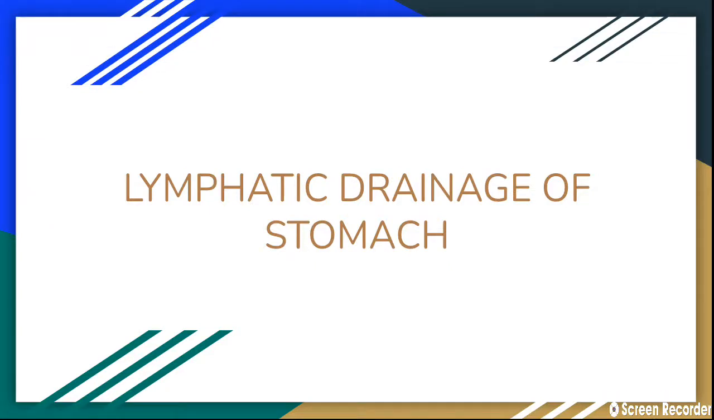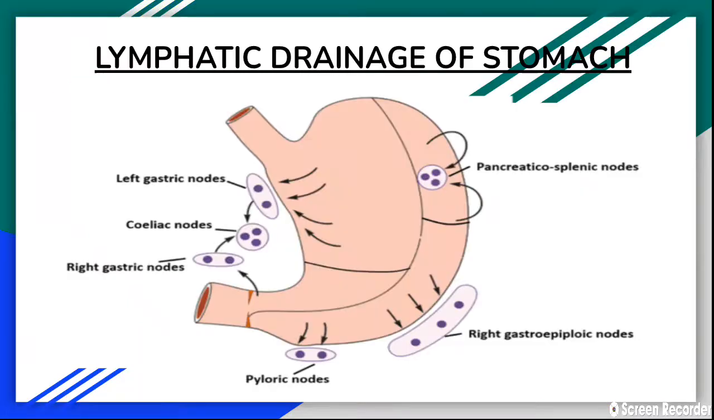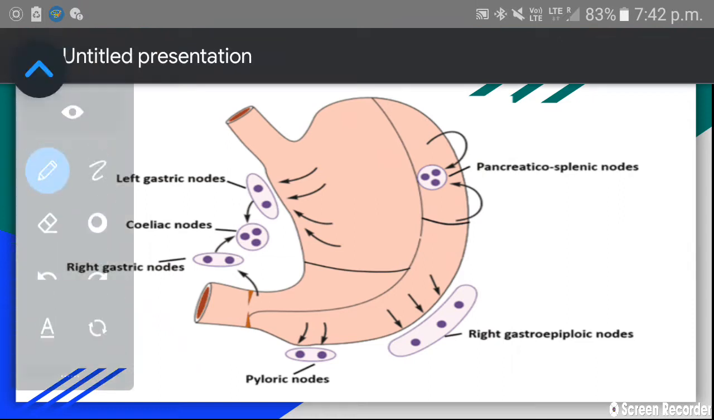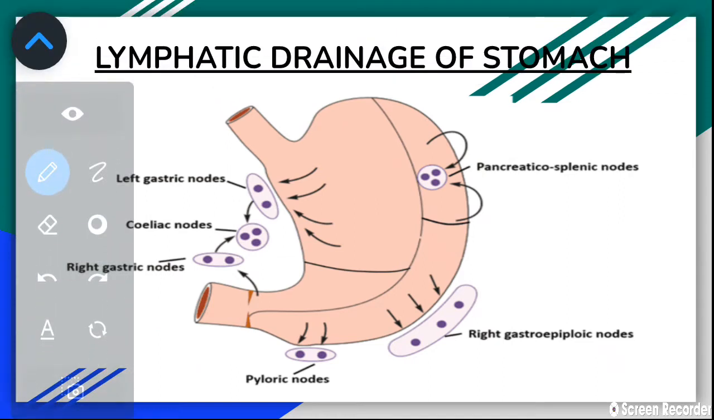Hello everyone. Today we will discuss the lymphatic drainage of the stomach. So let's start with it. As you can see in the diagram, there are four parts which are known as the territories of the stomach. Let's see how these territories are formed.